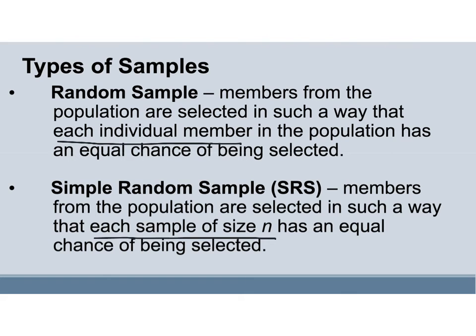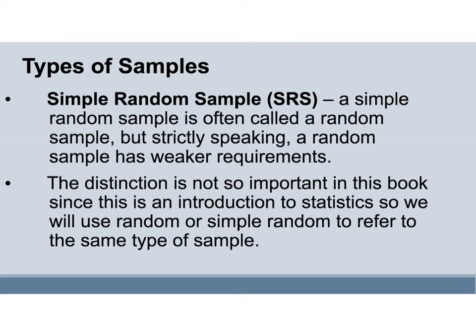In this book, I wanted to make the distinction first because other books may be more picky about it. So in this book, a simple random sample is just called a random sample. So you don't have to worry about the distinction for this book. But just to let you know, not all books are that blasé about it, so you need to know that there could be a difference.